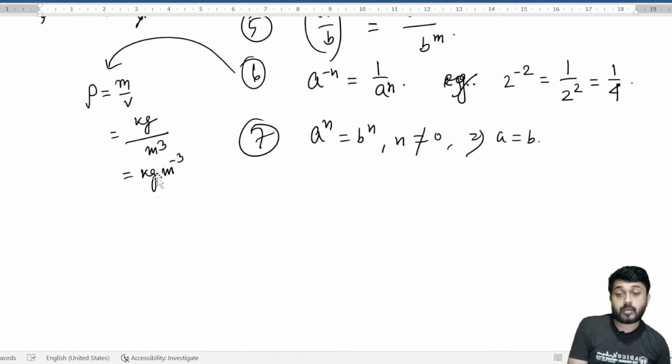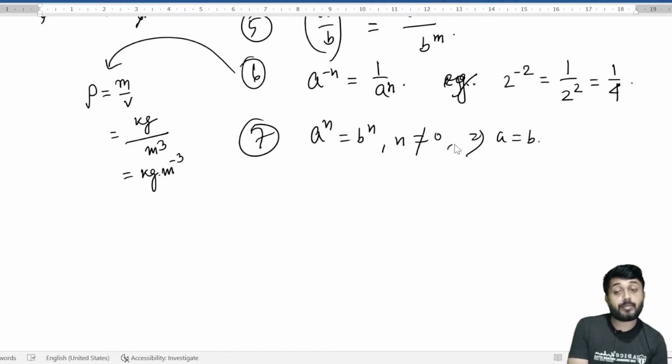That is why n must not be equal to 0. If n is equal to 0, then a to the power 0 equals 1, and b to the power 0 is also equal to 1. So both sides automatically become equal to 1 if n is equal to 0. Not a and b have to be the same in that case, right?